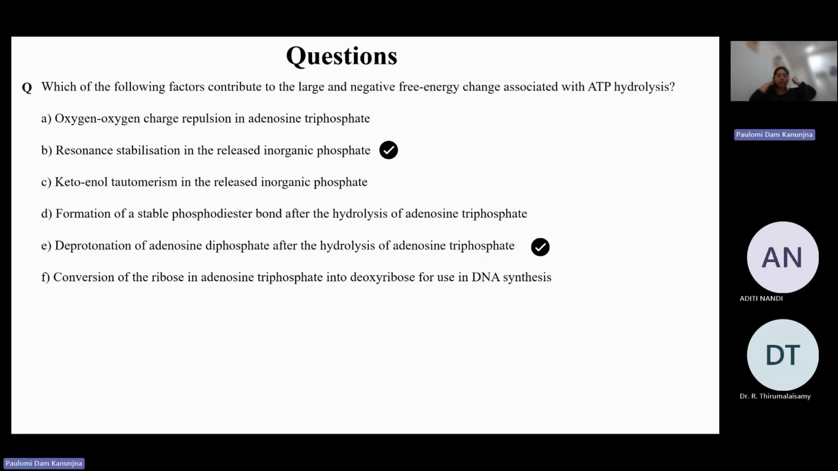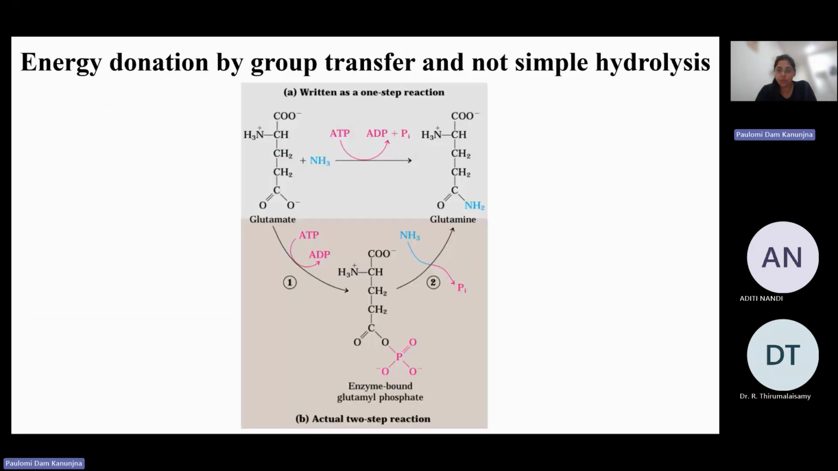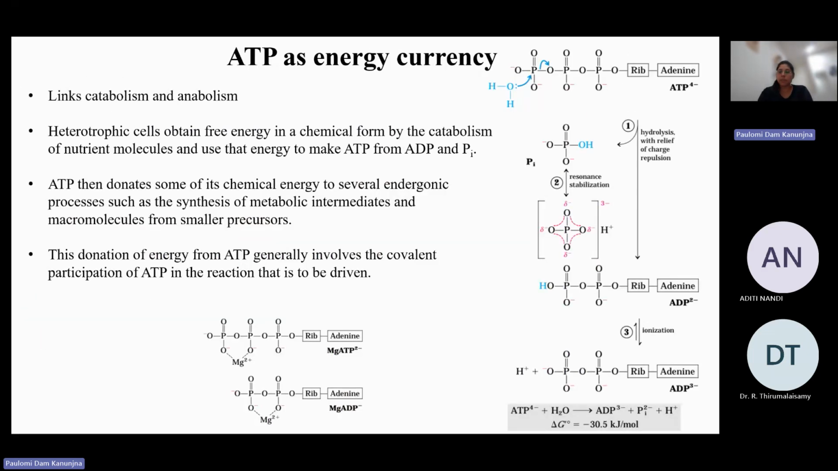The first one says that the large free energy change is due to oxygen charge repulsion in adenosine triphosphate. Let me go back to the structure of adenosine, which I purposefully skipped here so that we can discuss this in relation to the questions. Let's look into what happens when hydrolysis takes place. How does the product look?